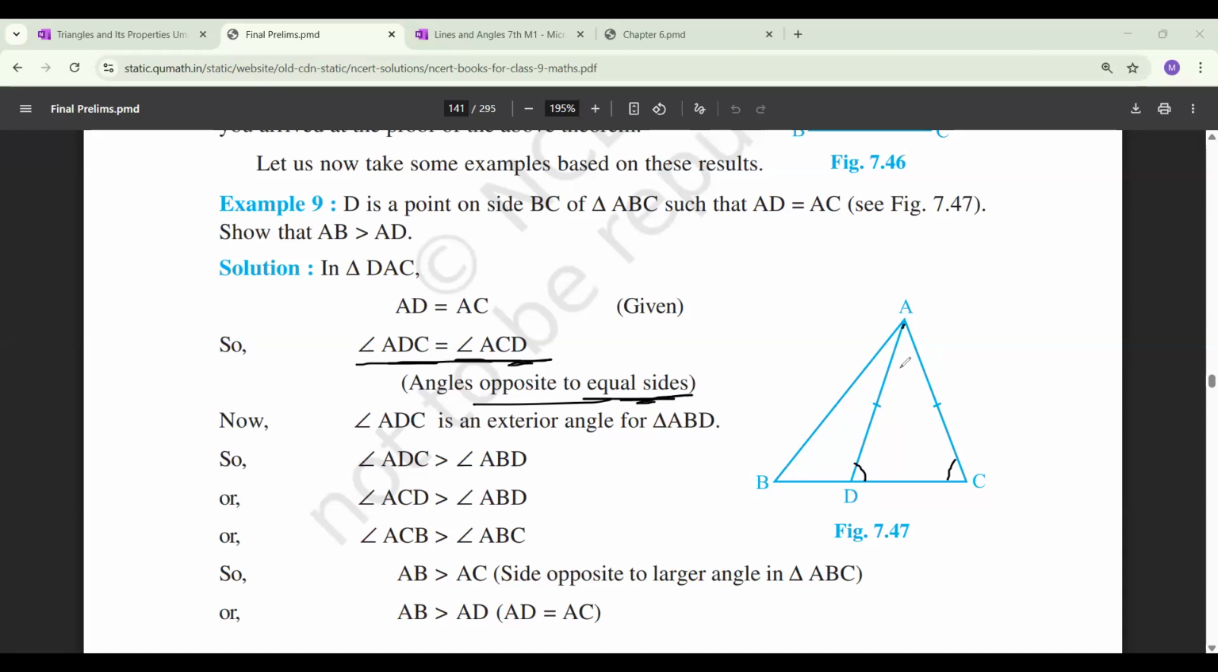This is making an isosceles triangle. So angle C would be equal to angle D. First of all, is this clear? Yes, sir. Okay.